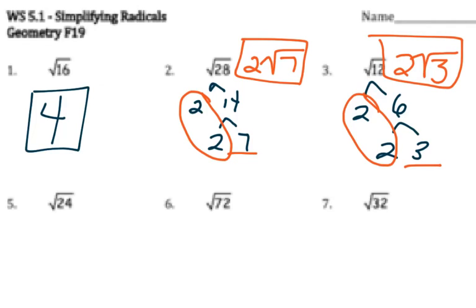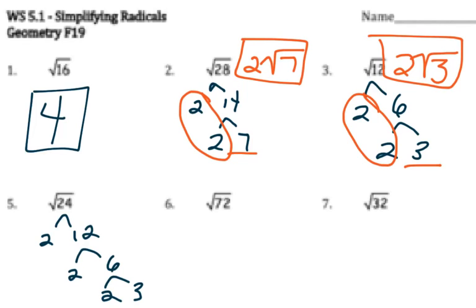So numbers 5, 6, and 7 all work the same way. Let's look at number 5 together. 5 is the same idea, but this way you don't get confused. So 24 is the same as 2 times 12. 12 is the same as 2 times 6. 6 is the same as 2 times 3.